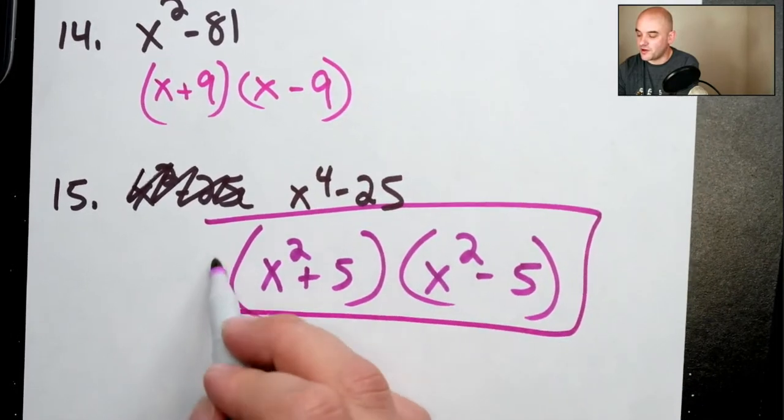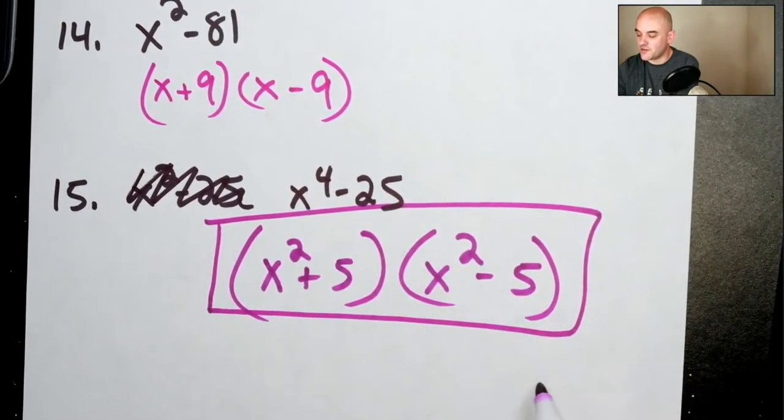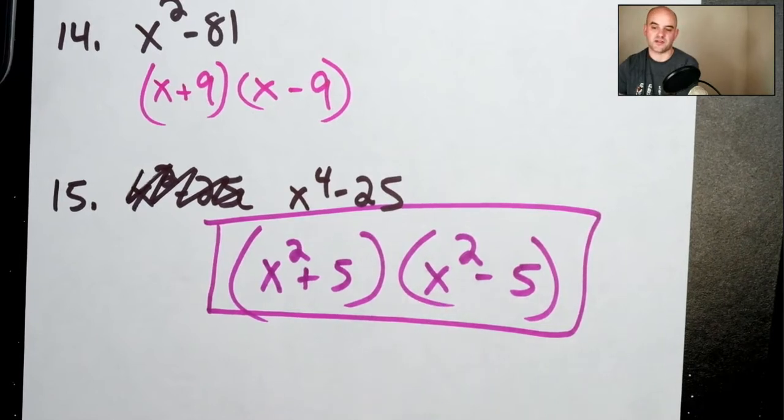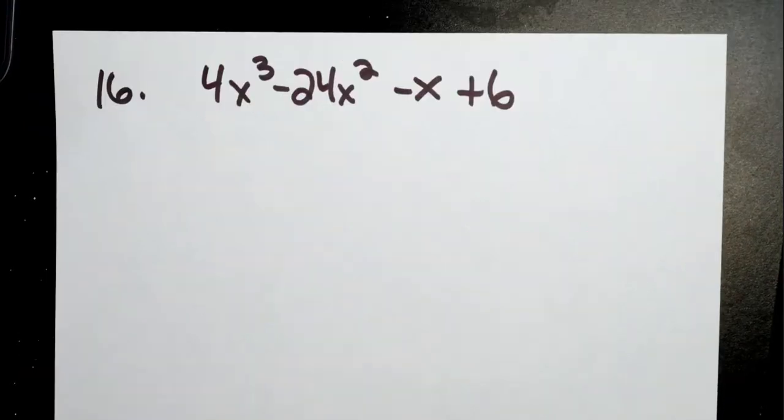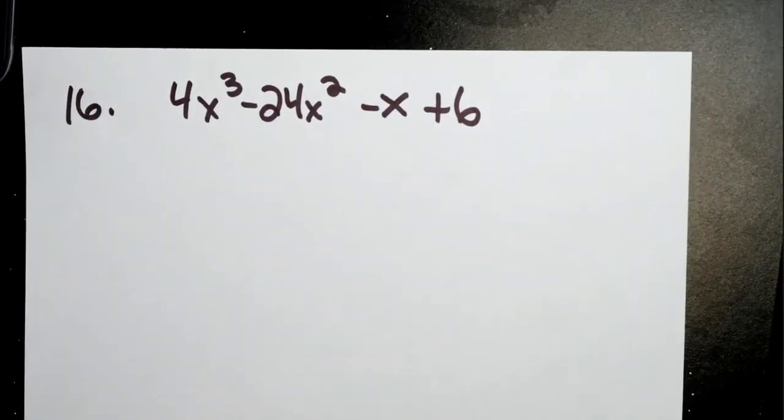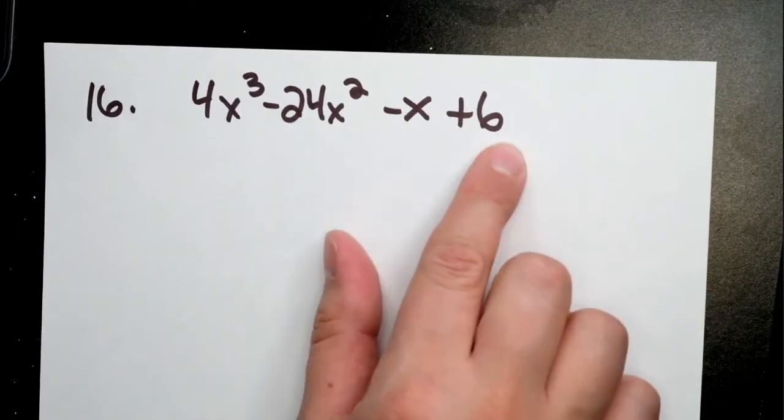And that's as far as we can go. If 5 was a perfect square, we could factor that one again, but it's not, so we're going to stop right there. 16 is a little bit different because it's not a trinomial. We've actually got 4 terms here.